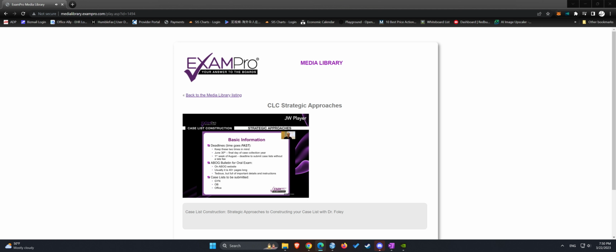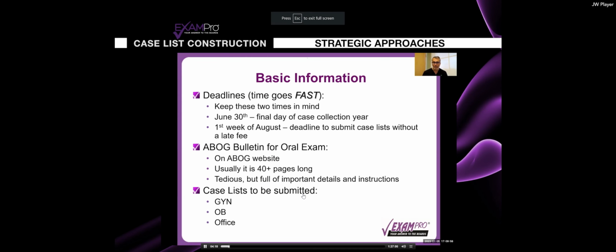Another basic piece of information that I think is really important that you should familiarize yourself with is the ABUG bulletin for the oral exam. Of course, the oral exam is called the certifying exam. This is on the ABUG website. Usually the bulletin is about 40 plus pages long. It's reworked every single year. It's tedious, but it's full of important details and instructions.